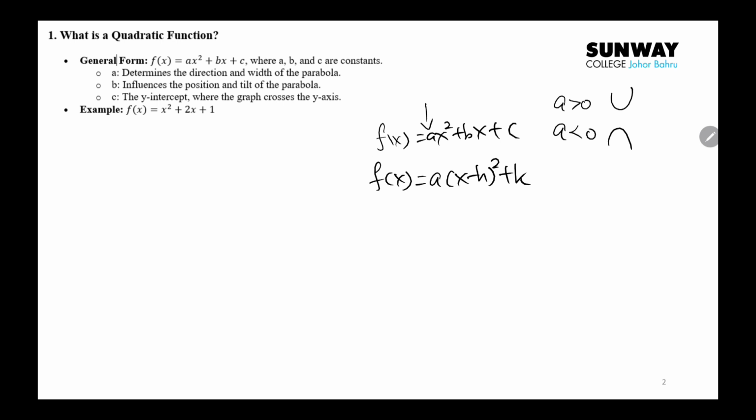b helps to influence the position of the parabola, and c is the y-intercept, where the graph crosses the y-axis. An example of a quadratic equation is x squared plus 2x plus 1.